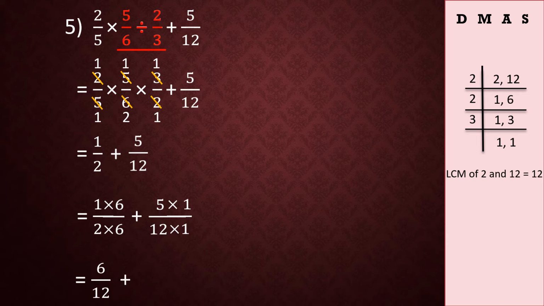Then write plus sign as it is. 5 1s are 5 and 12 1s are 12. So we get 5 upon 12. See, in 6 upon 12 and 5 upon 12, the denominators are same. So do the addition. 6 plus 5 is equal to 11. So the answer is 11 upon 12.